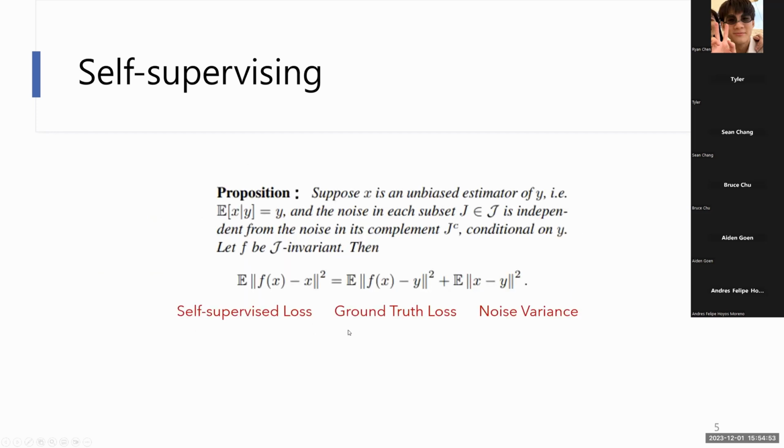Another proposition is that the self-supervised loss is equal to the ground truth loss plus the noise variance for any J-invariant function. This is a good proposition because now we have an actual way to compare the performance of a J-invariant function to a ground truth loss.